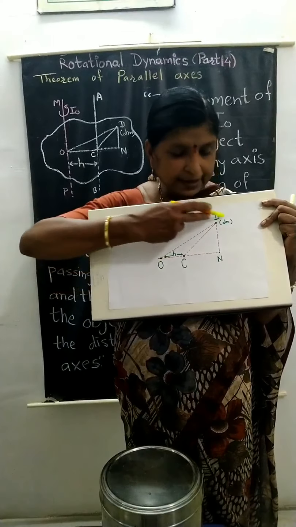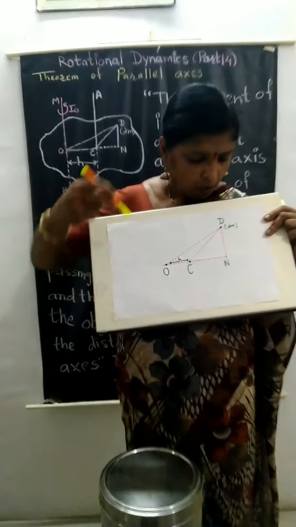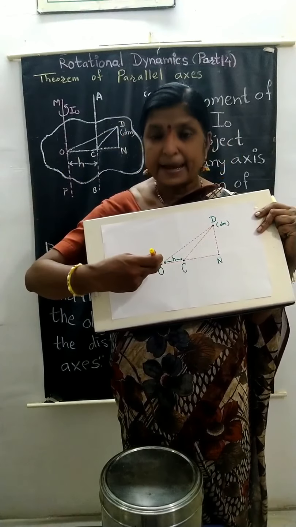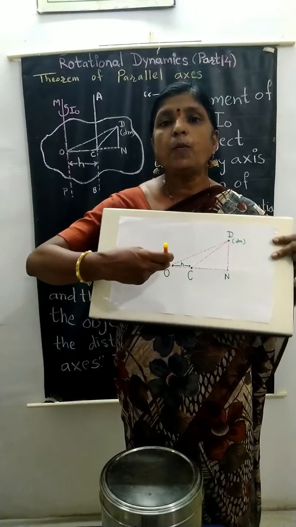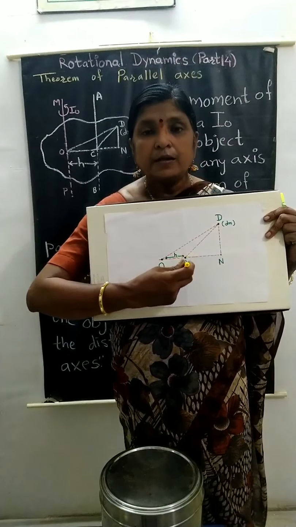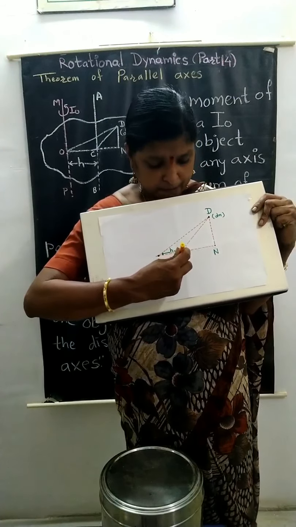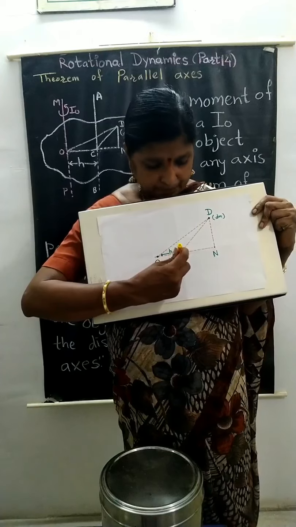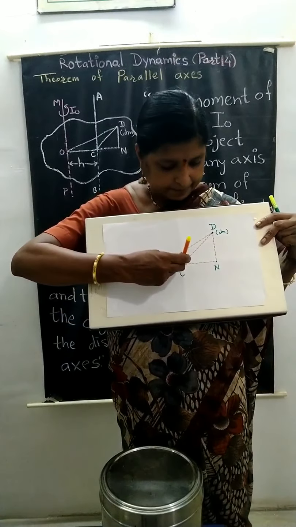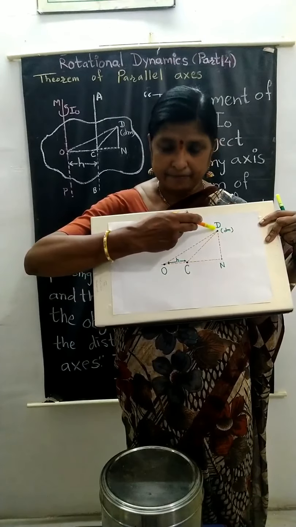dO square into dm will denote the moment of inertia of this small mass dm about an axis passing through point O. Is it clear? If the axis of rotation now passes through point C, then the body will rotate about point C. We have joined point C and point D.